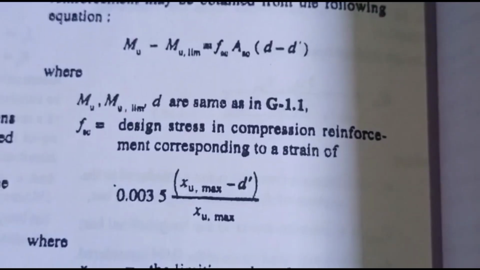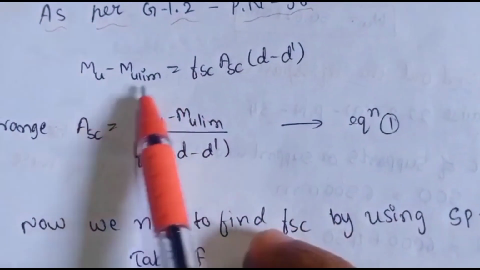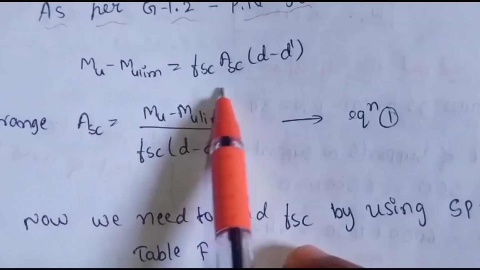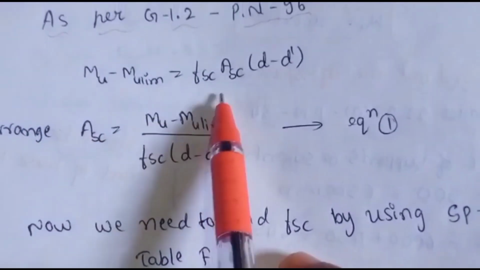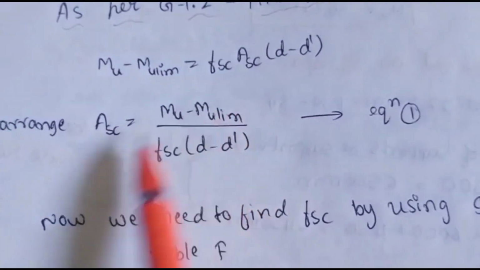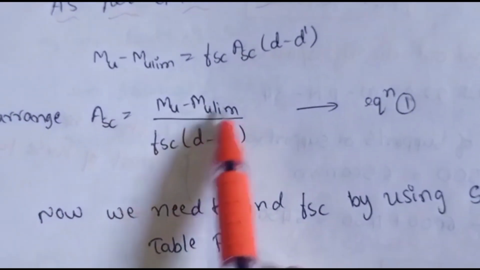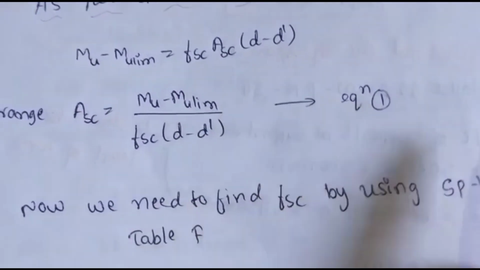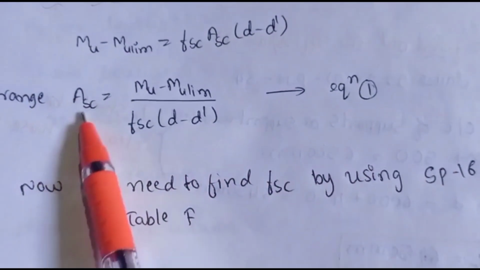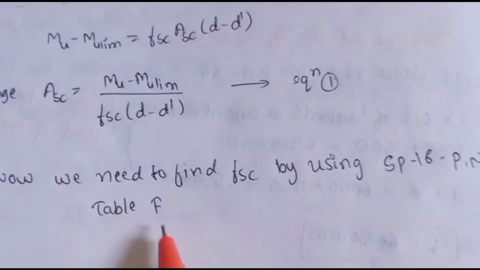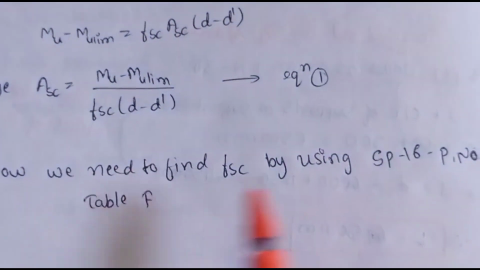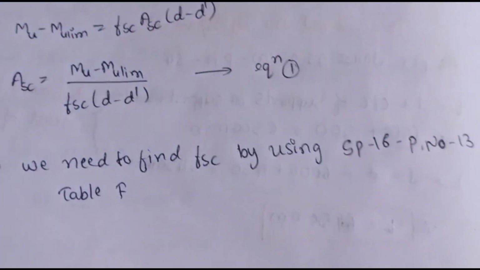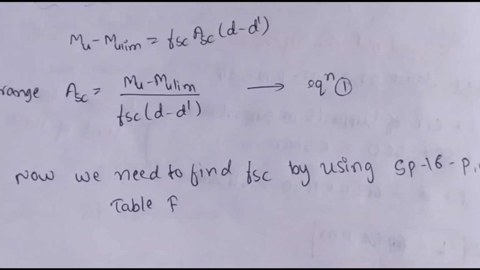I have written the same formula which is given on page number 96. By using this formula, we'll design the compression reinforcement. I have rearranged this: Asc is equal to Mu minus Mu limit divided by fsc into d minus d dash. Call it equation number 1. To find out Asc, we now need to find fsc by using SP16, page number 13, and Table F. I will show how to do it.